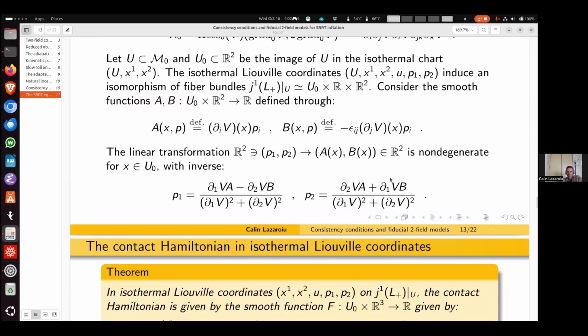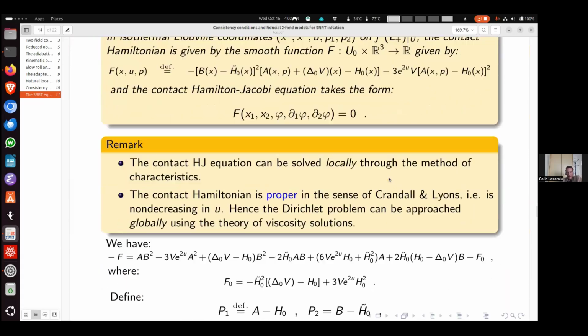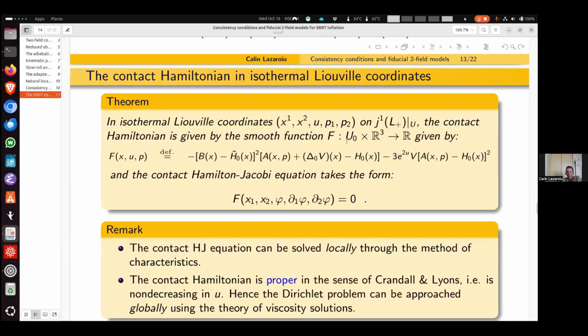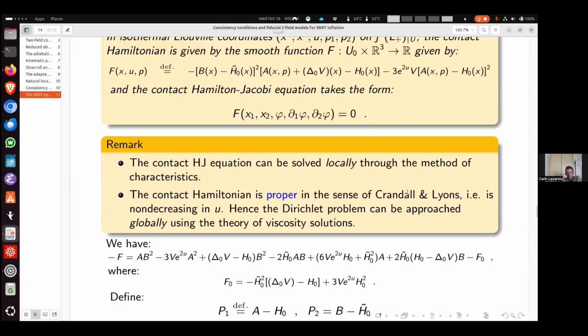So here is basically a bunch of notations to write this equation, because if I write it without the notation, it's even more complicated. So the important thing is that it's cubic in momenta, and it depends in a complicated way on the coordinates, and it depends on the exponential of this contact coordinate u. Okay, so it becomes, of course, locally a standard contact Hamilton-Jacobi equation.